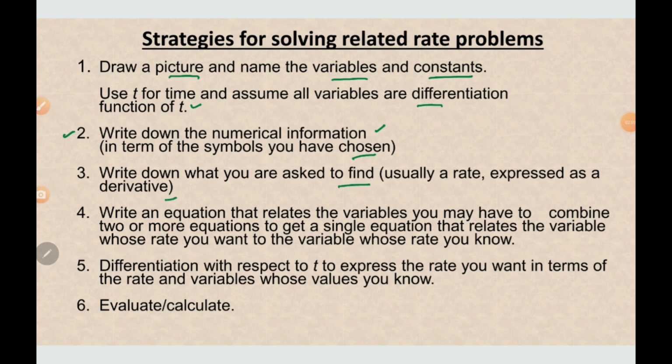Number four, write an equation that relates the variables. Number five, differentiate with respect to t to express the rate you want in terms of the rates and variables whose values you know. And number six, evaluate and do the calculation.